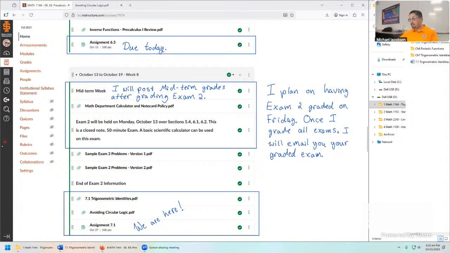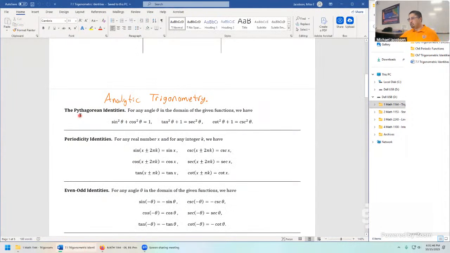7.1 is our goal to collect lots of trigonometric identities. A trigonometric identity is just an ordinary equation like these that are true for all values of the variable that are in the domain of the function. The domain of sine and cosine is all real numbers, so this identity is true for every single value of theta.